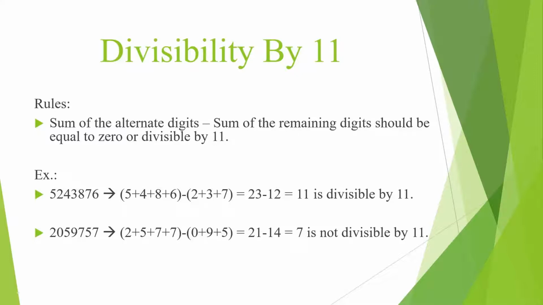Let us consider another example, 20,59,757. Here the alternate digits are 2 plus 5 plus 7 plus 7, and the leftover digits are 0 plus 9 plus 5. It's nothing but 21 minus 14. The difference is 7, which is not divisible by 11. So we conclude 20,59,757 is not divisible by 11.